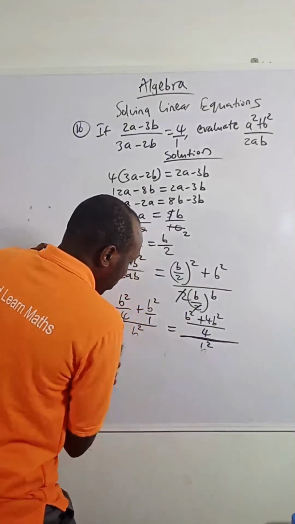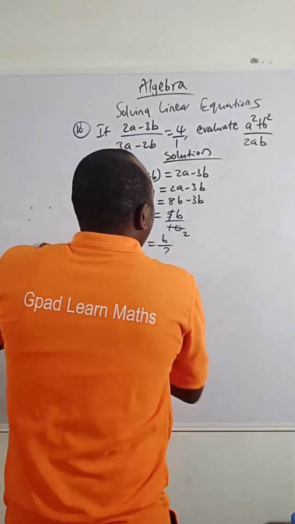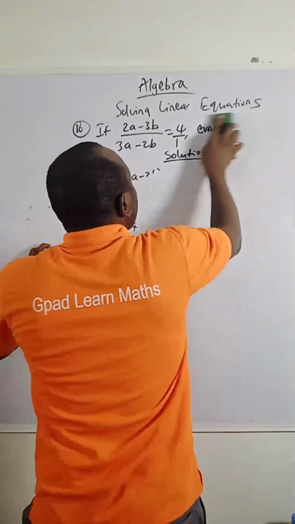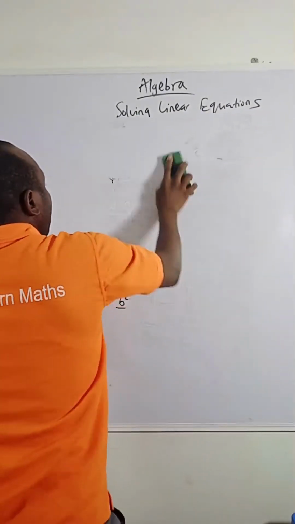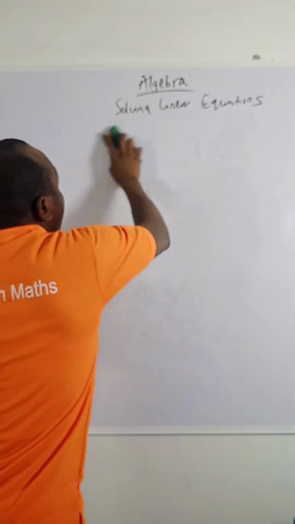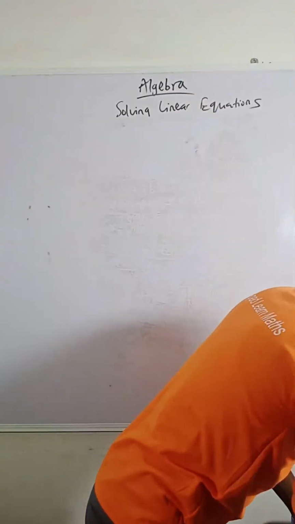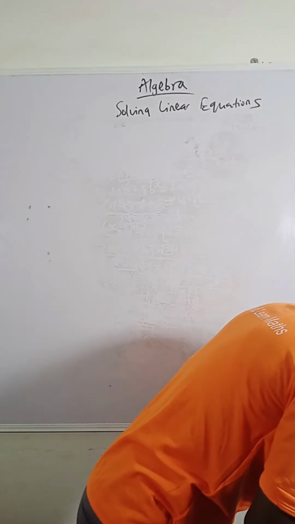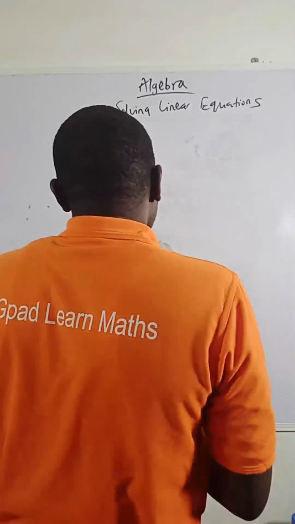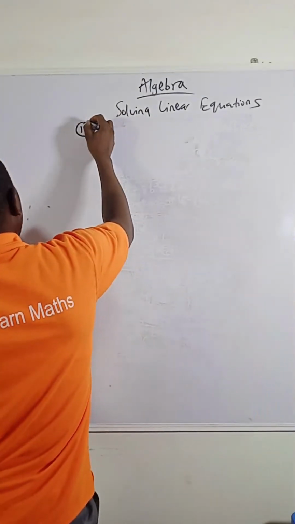So I think I'm done with this. We need to move on to something else. Okay, what are we going to be doing now? I have a word problem here. I think this is number 11.